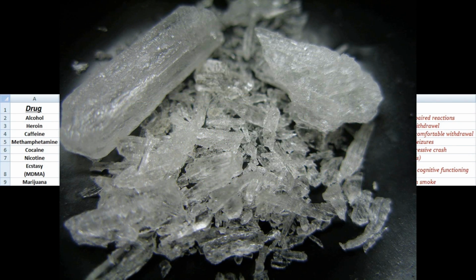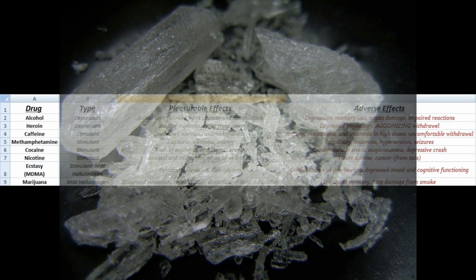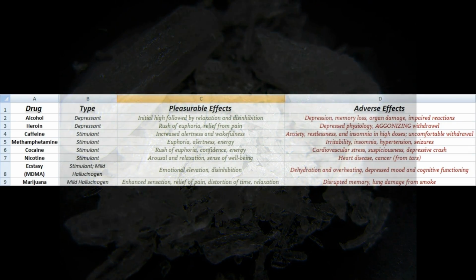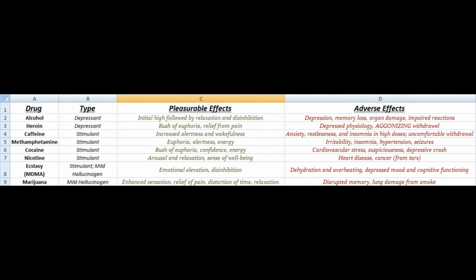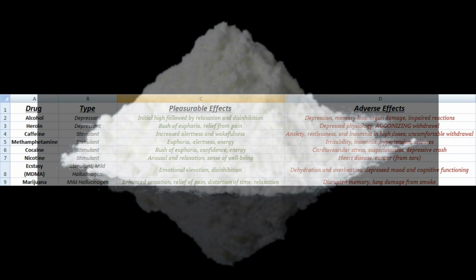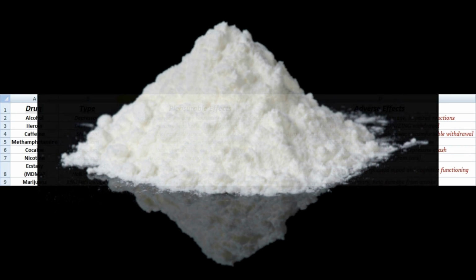Next is methamphetamine, which is a type of stimulant. Pleasurable effects include euphoria, alertness, and energy. Adverse effects include irritability, insomnia, and hypertension. Oh, and seizures. Next is cocaine, which is a type of stimulant.